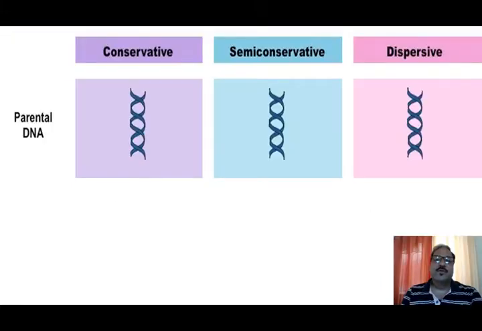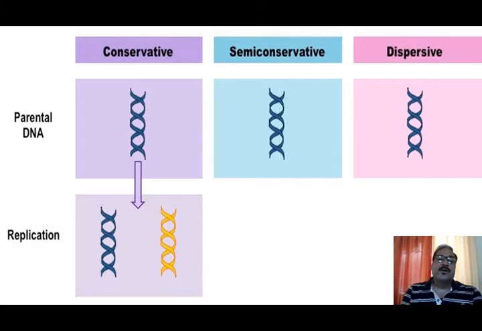Replication was studied to figure out whether the mechanism of replication was conservative, semi-conservative, or dispersive. Now, what are these three types of replication and what happens during this type of replication? Let us see. In conservative type of replication, when the parent DNA replicates, both the strands of the parent come in one daughter DNA, and in the other daughter DNA, both the strands are newly formed. Such type of replication we call conservative replication.